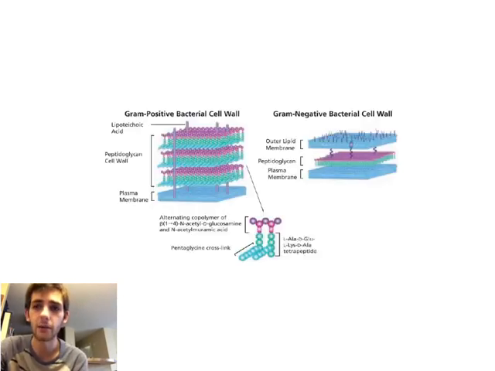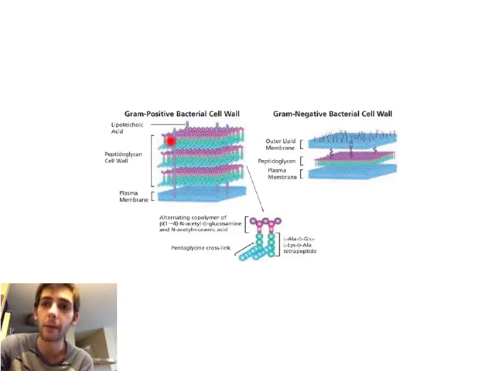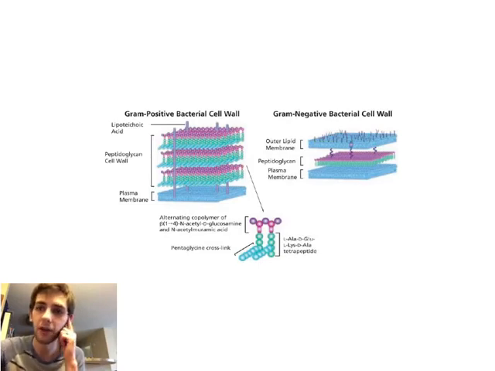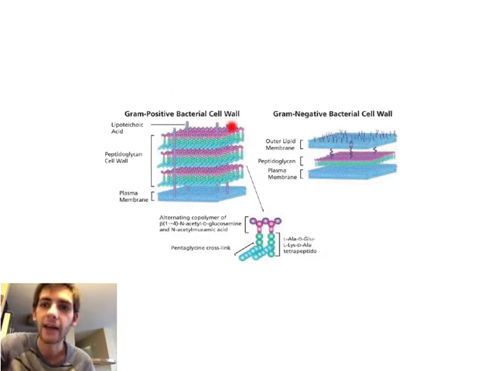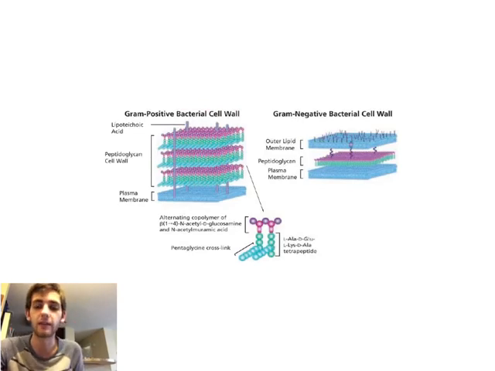Here's just a quick diagram showing you the cell wall of gram-positive and gram-negative bacteria you may have heard of that fall in this domain. They both have a peptidoglycan layer that makes up their cell wall. The difference between gram-positive and gram-negative, you can see that gram-positive has a much thicker layer of peptidoglycan than the gram-negative. And then you can also see this lipoteichoic acid, which sits right on top of that peptidoglycan. And so that's what differentiates gram-positive from gram-negative.